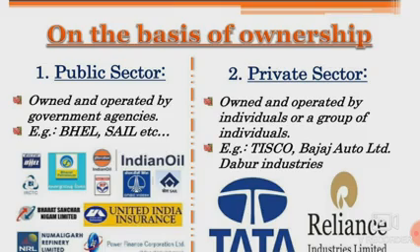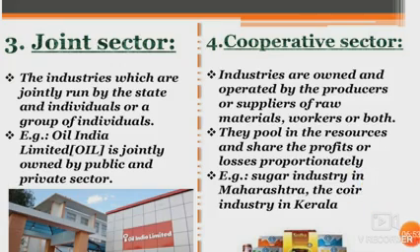Private sector industries are owned and operated by individuals or a group of individuals, for example TISCO, Bajaj Auto Limited, Dabur Industries, etc. The third category is the joint sector. The industries which are jointly run by the state and individuals or a group of individuals come under the joint sector. For example, Oil India Limited is jointly owned by the public and private sector.